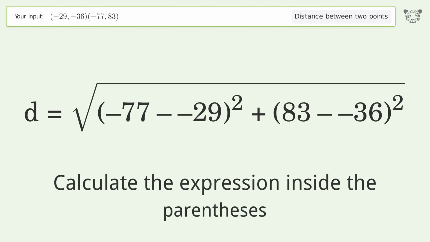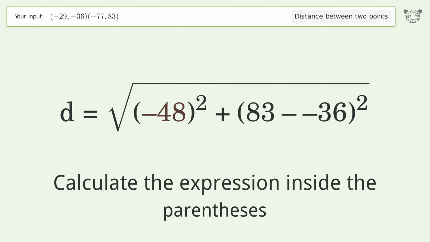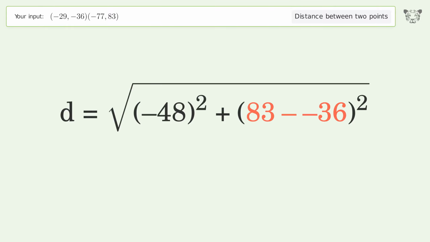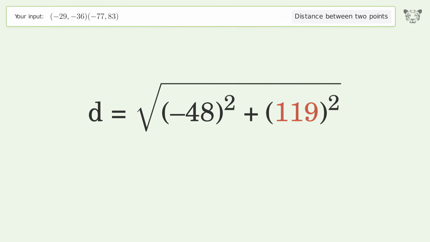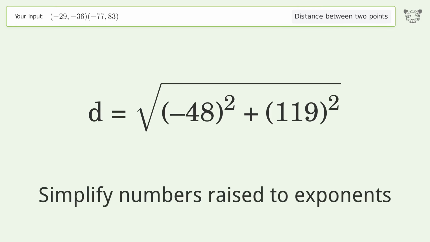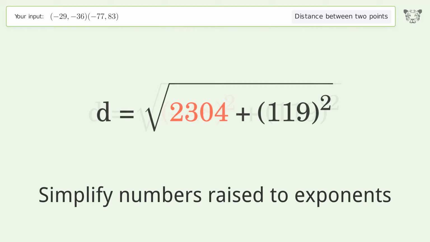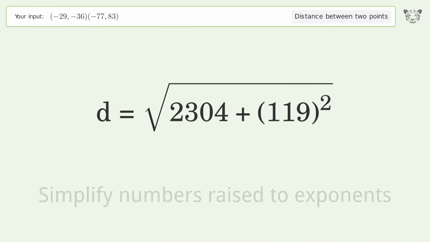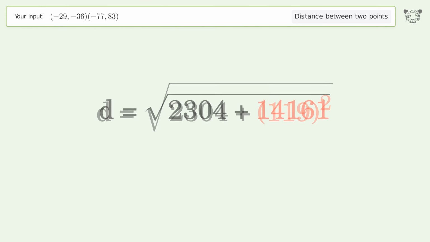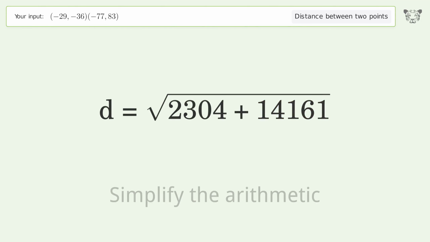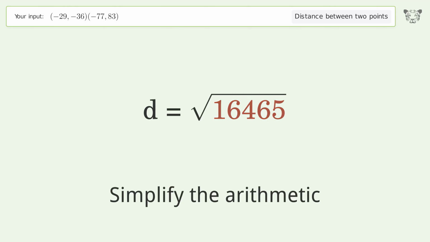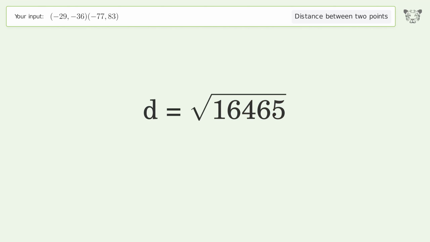Calculate the expression inside the parentheses. Simplify numbers raised to exponents. Simplify the arithmetic. And so the distance between the 2 points is the square root of 16,465 or 128.316.